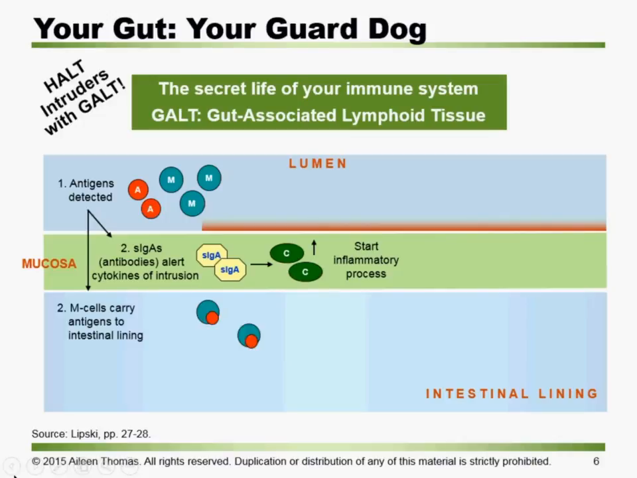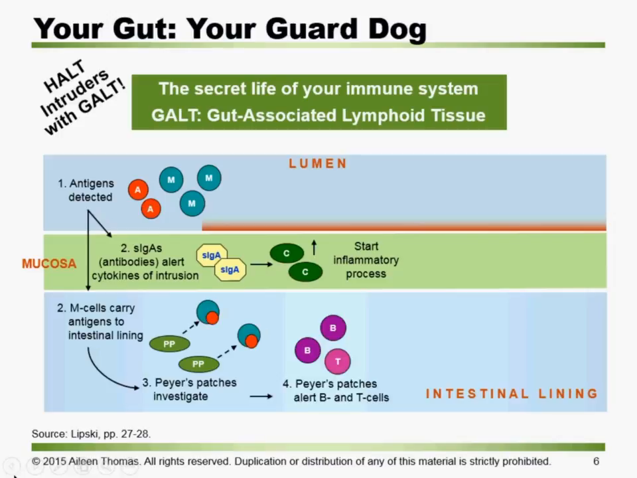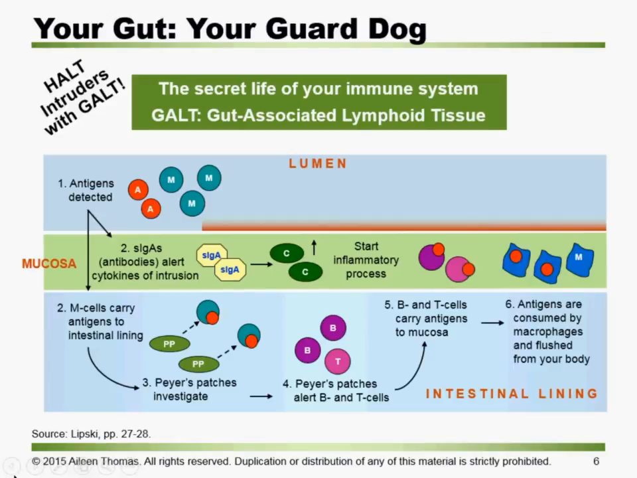Simultaneously, the M cells carry the intruders to the intestinal lining, where Peyer's patches alert B and T cells, which carry the intruders to the mucosa, where they hand them off to the macrophages, which carry them out of the body. That is, this whole GALT process ensures that these intruders don't get absorbed and gain entrance into the body. Isn't it amazing how so many components work together as a team to keep us healthy?